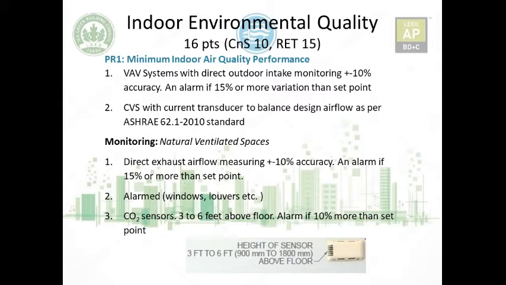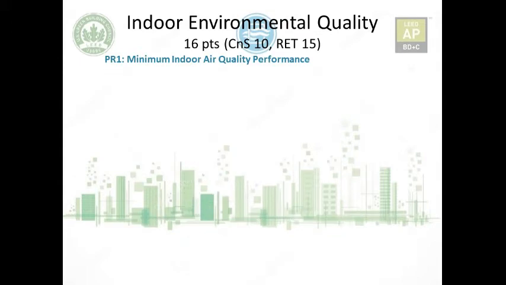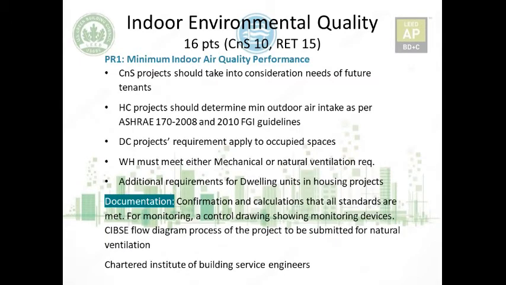That's why we have to install a CO2 sensor, and it should be in the breathing zone, that is 3 to 6 feet above the floor, and it should also have an alarm if it goes beyond 10% from the set point. You can see it in the figure. This is how a carbon dioxide sensor looks like, and it should be in every climate zone, by the way, for the building spaces. Let's have a look at some adaptations, inclusions and exclusions, or the extra requirements.